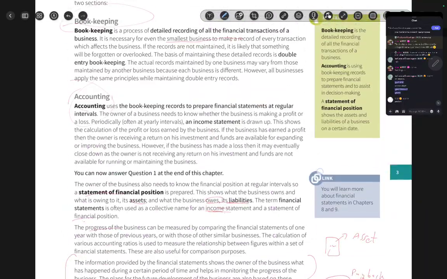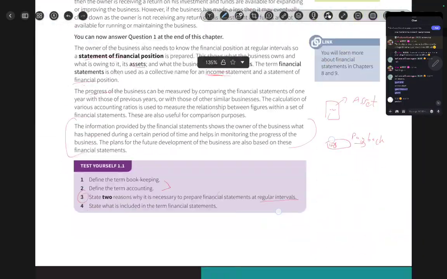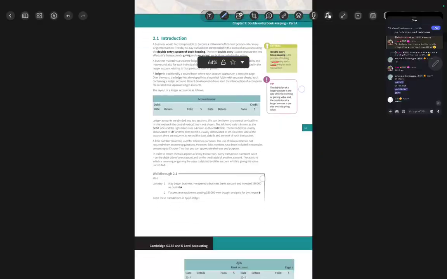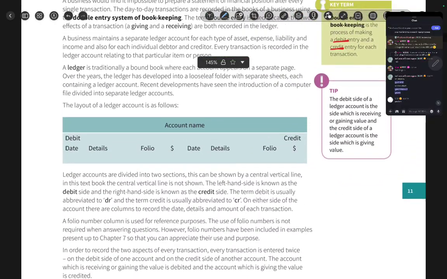One second. I don't see it, bro. It was written about debits and credits, so it would tell us what debit is. I think it's in this chapter. All right, let's continue.